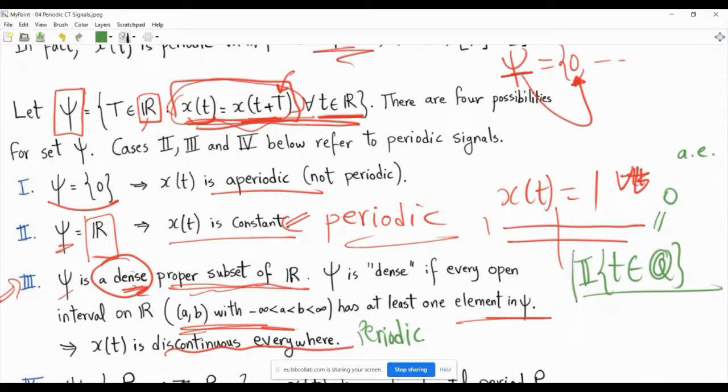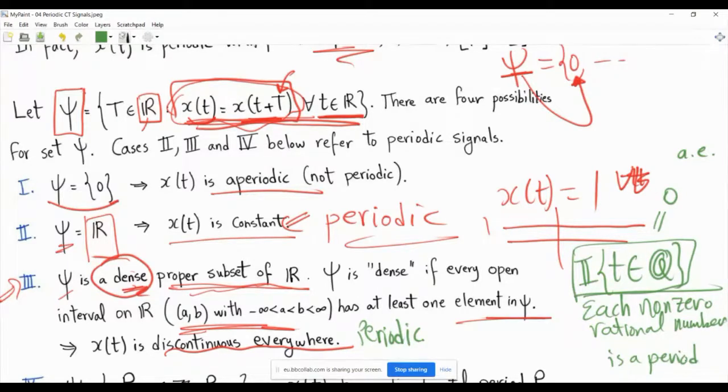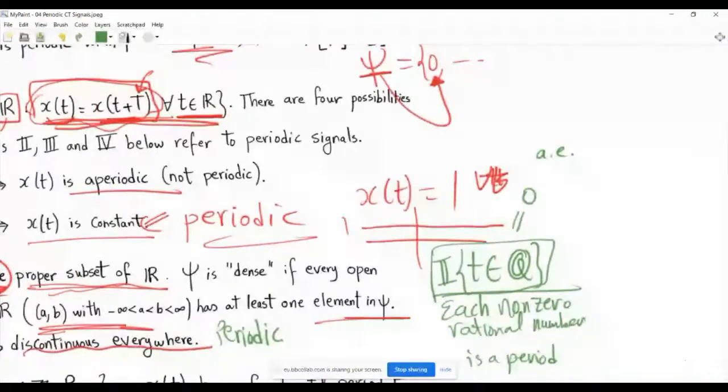Here is the claim. This signal here is indeed a periodic signal, and each non-zero rational number is a period. Why is this? Let's see.